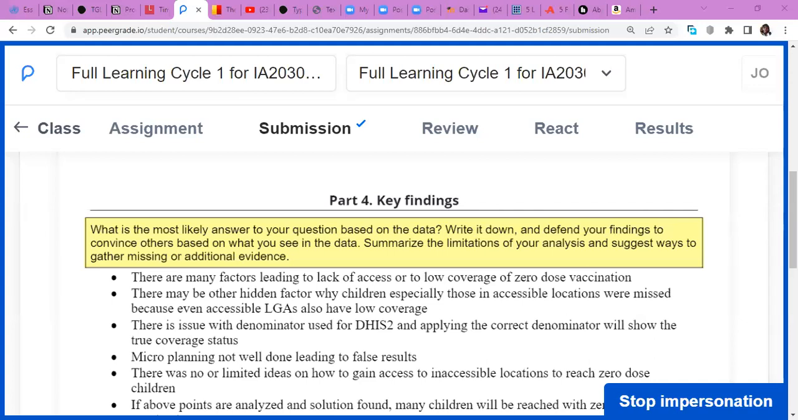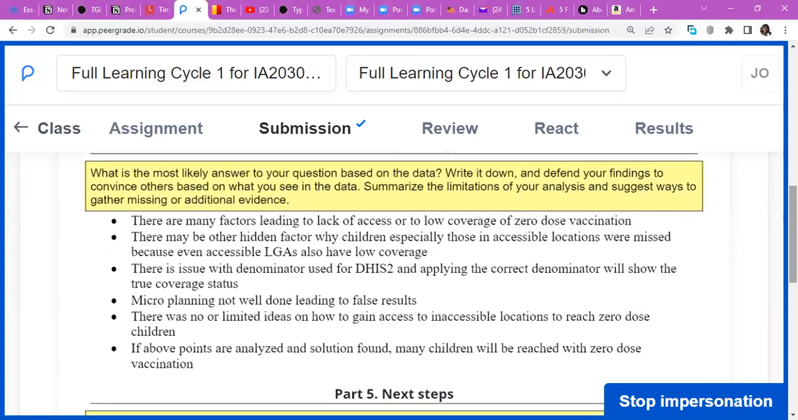So getting the actual number or baseline of the number of children in those areas is a problem. And then the issue of, apart from the hit and run, what else can we do to reach these 0 dose children is one of the major issues or major dilemma that we are dealing with.